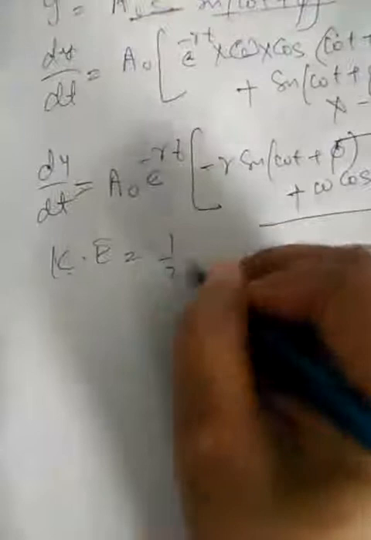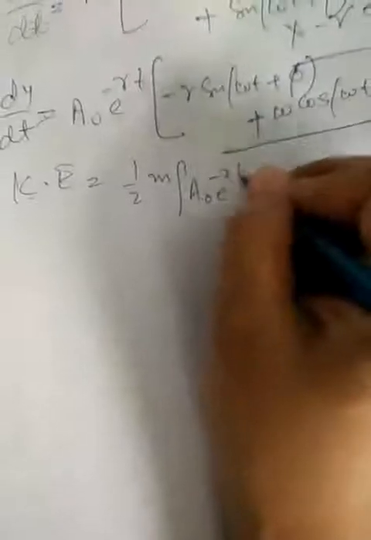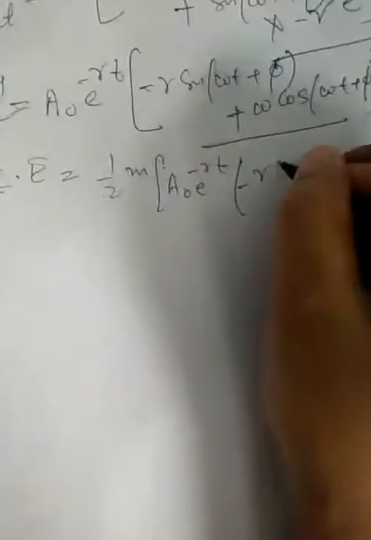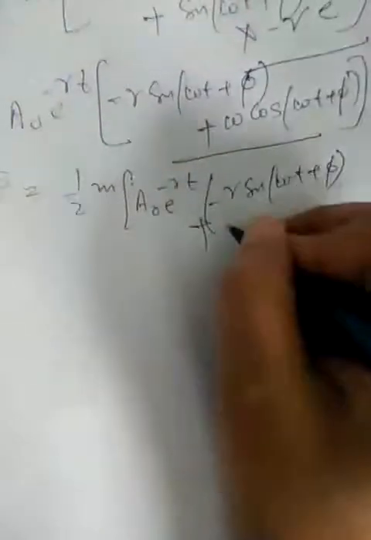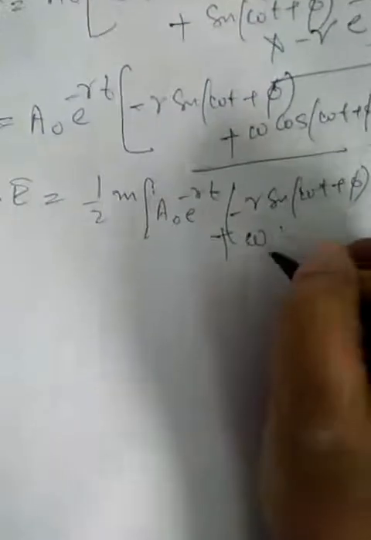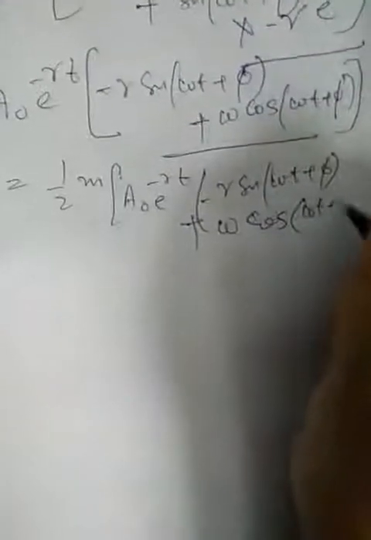Now we are going to find the value of kinetic energy. Kinetic energy will be equal to half of m and the whole term squared: a naught e raised to minus gamma t, times minus gamma sine of omega t plus phi plus omega cos of omega t plus phi, the whole square. When you solve this square, you will get the particular value of the kinetic energy.